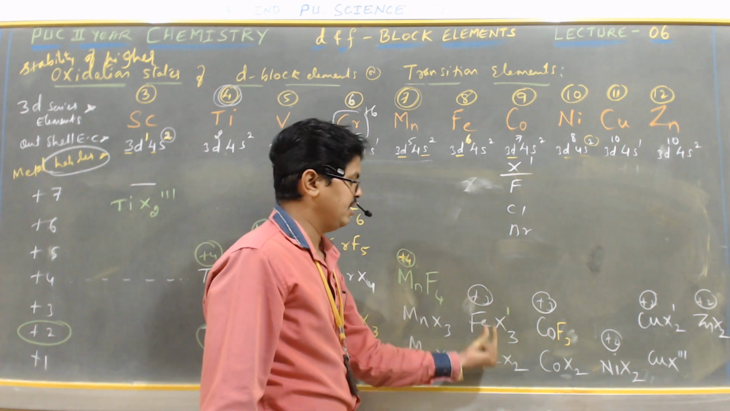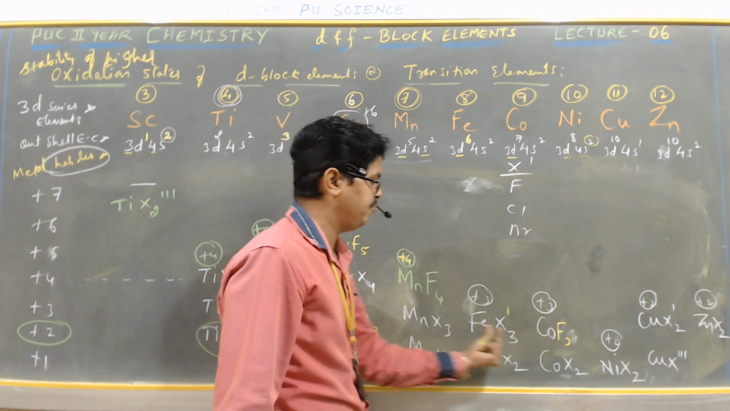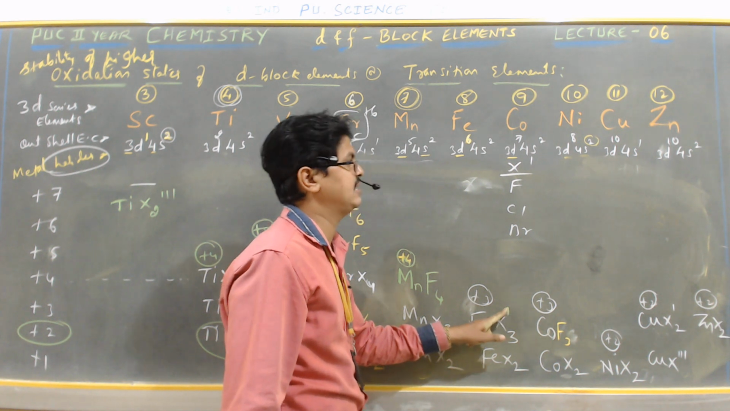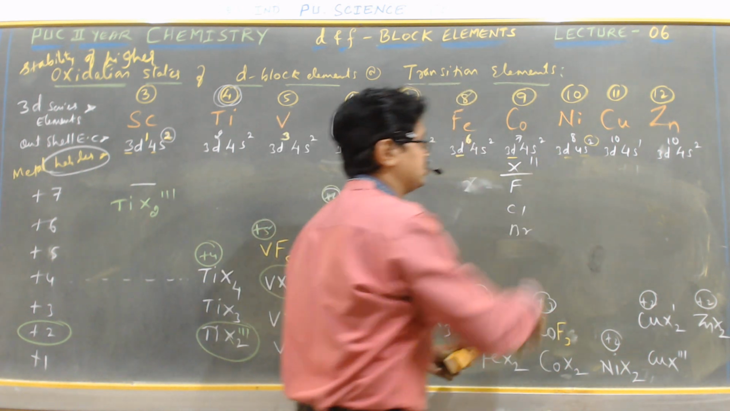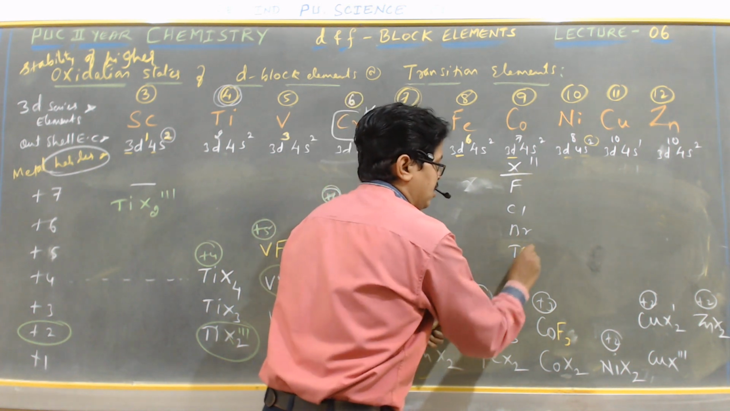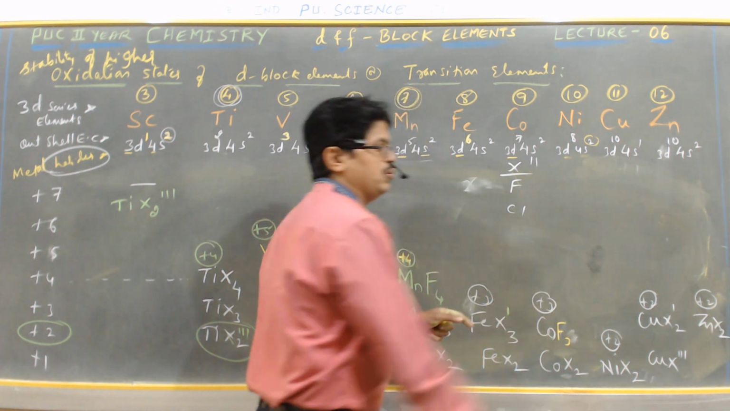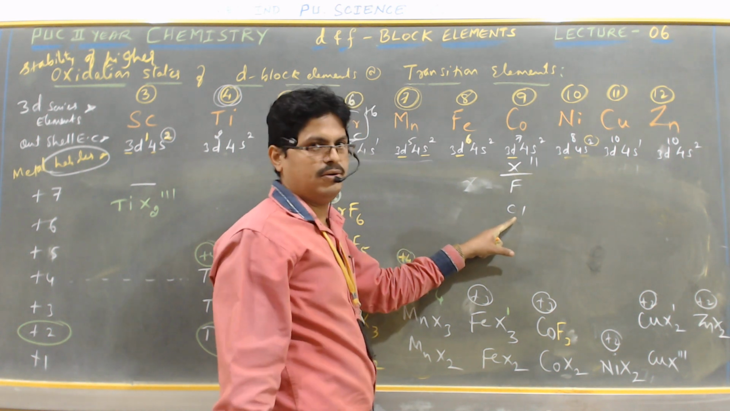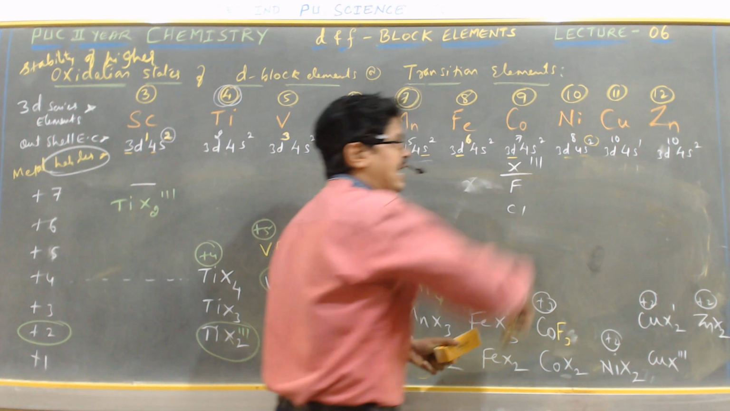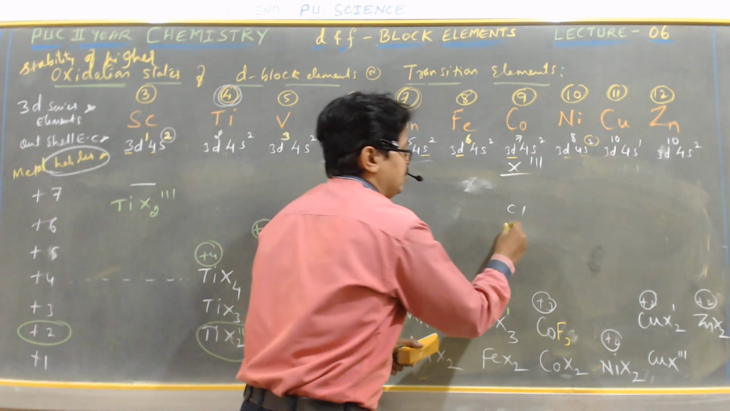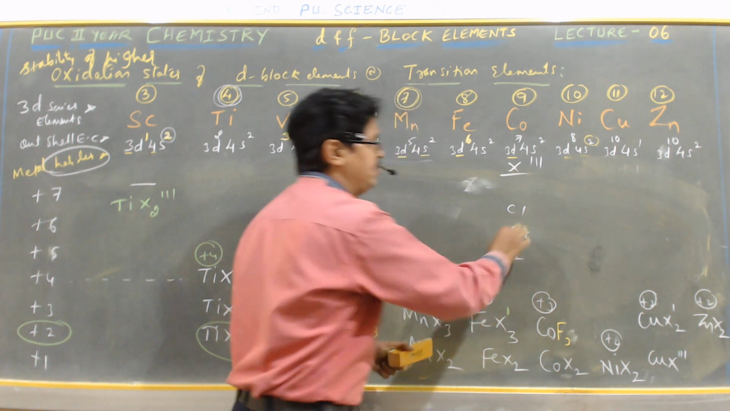Fe X3 means FeF3, FeCl3, FeBr3, but no FeI3. If the dash indicates a single dash. If I write a double dash, X double dash means you remove iodine and bromine, leaving only two halogens, fluorine and chlorine. If I write a triple dash, remove fluorine; chlorine, bromine, and iodine will be there.